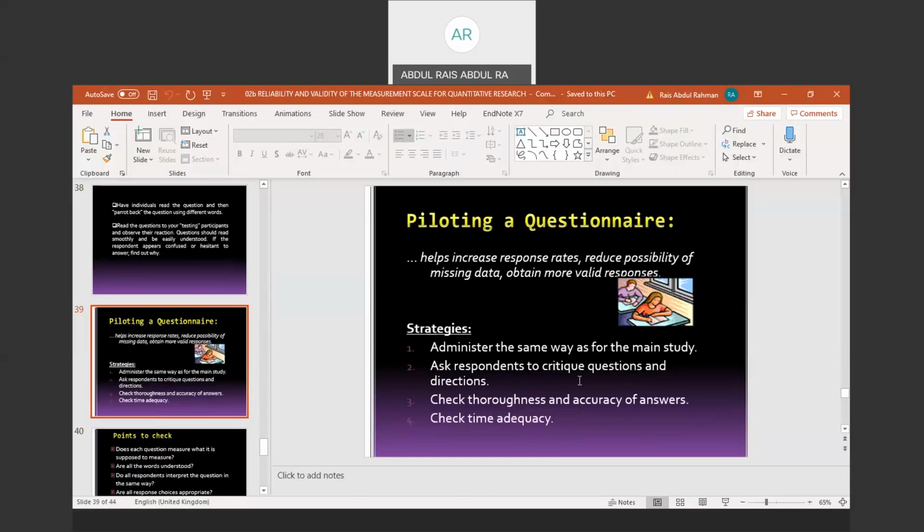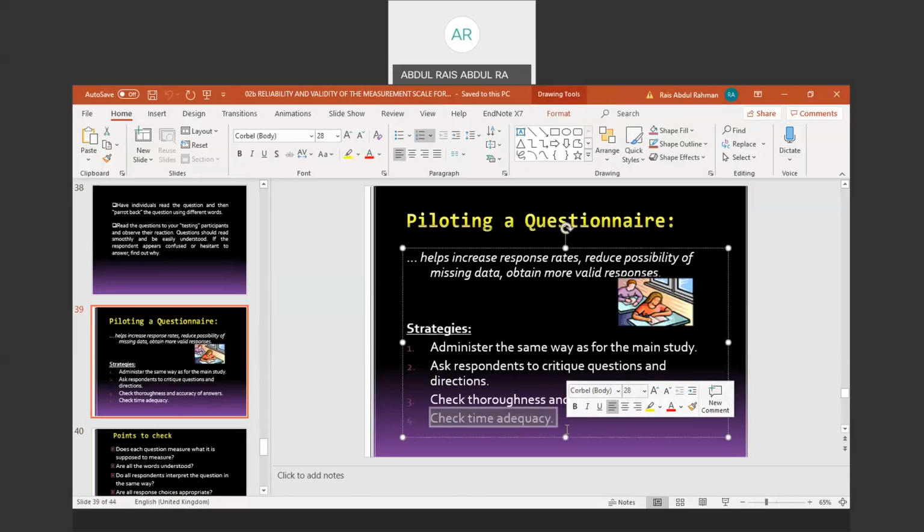You ask respondent to critique questions in direction, check thoroughness, accuracy of answers, and check the time adequacy. Ini yang macam apa? Dah tanya tu lah, rasa macam panjang lah, macam banyak saja lah. Tengok jumlah question dalam questionnaire tu, adakah betul 20-100 tu untuk satu construct tu. Okay. For that, you memang kena be clear about your operational definition for a certain construct or dimension. Okay.